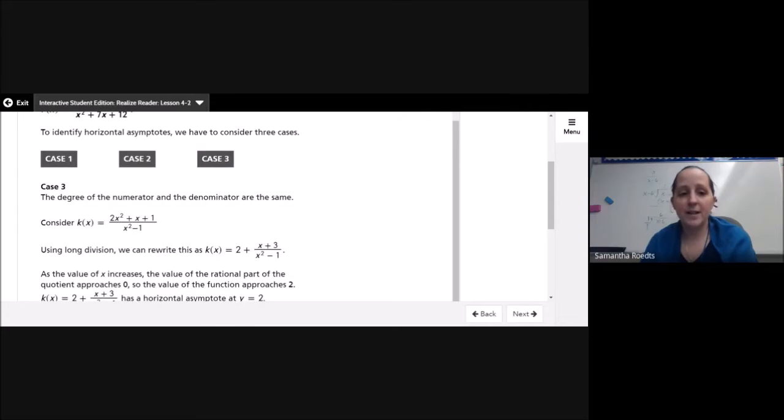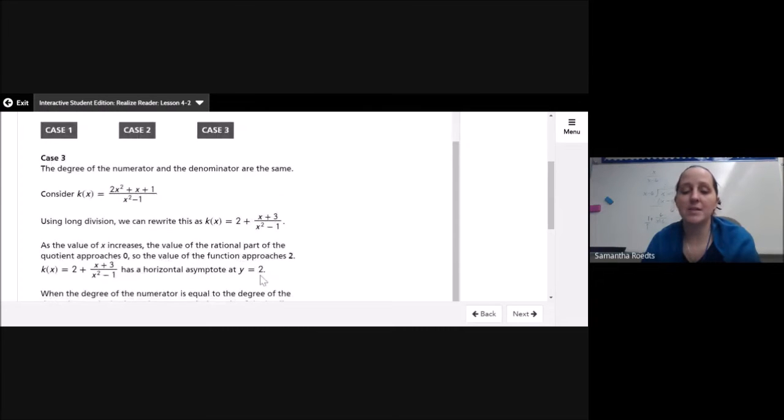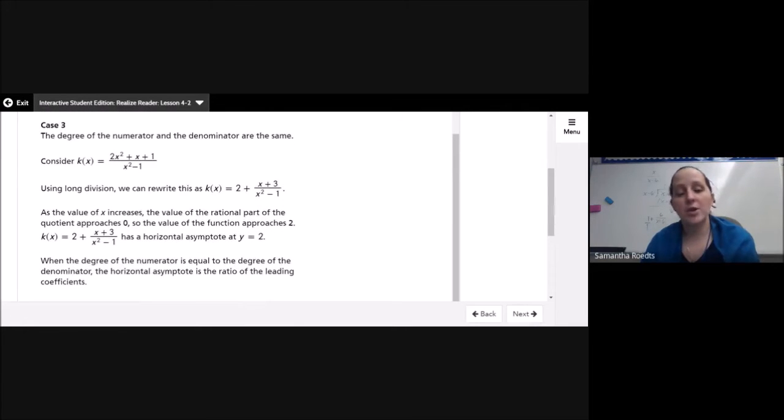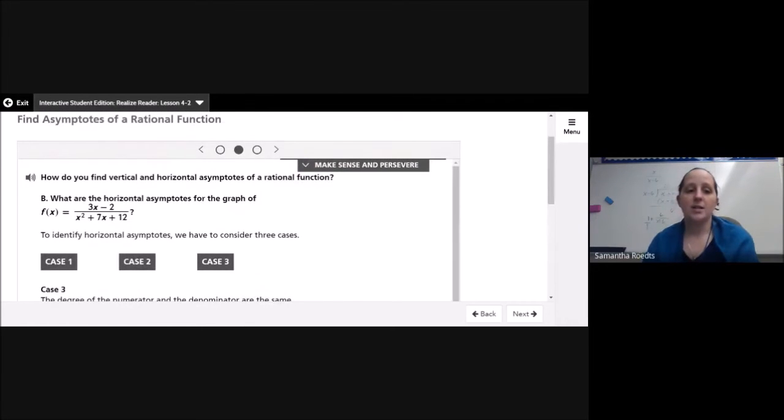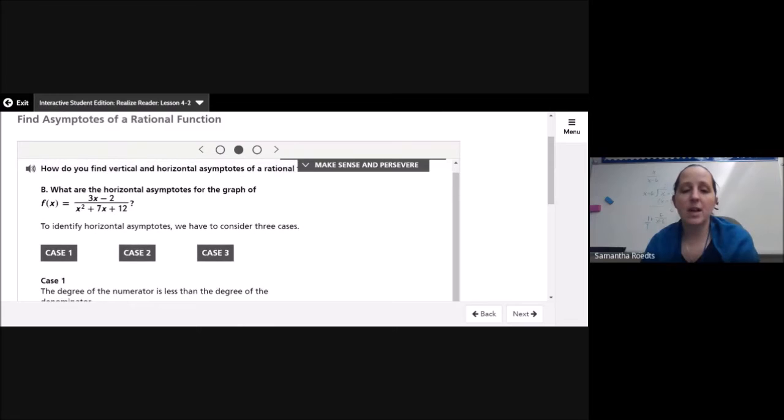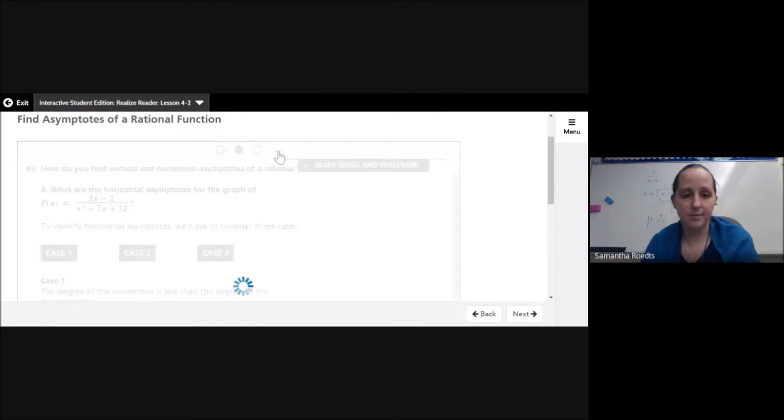And then finally, the degrees are the same. If the degrees are the same, I use long division, and that tells me where my horizontal asymptote is. In this case, when I divided, I got 2 out in front, so the horizontal asymptote is 2. When the degree of the numerator is equal to the degree of the denominator, the horizontal asymptote is the ratio of the leading coefficients. So if less, it's at 0. Bigger on top than the bottom, it doesn't have any. And if they're the same, we divide to find it.